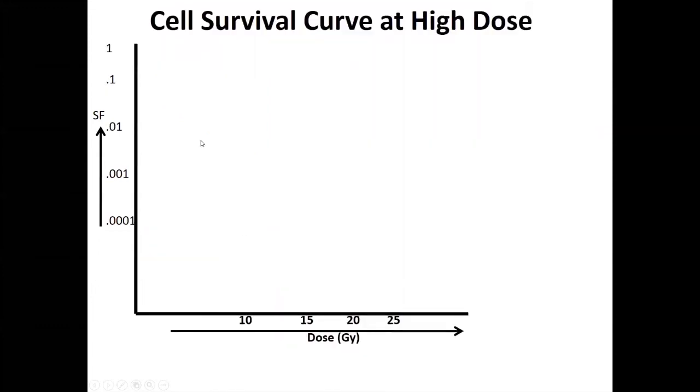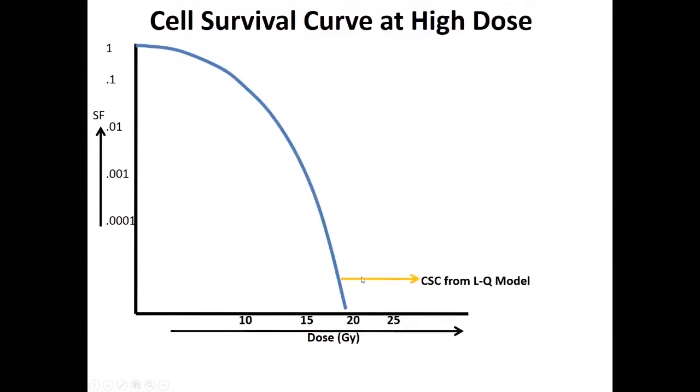So if you now study the cell survival curve at a high dose, this is the cell survival curve obtained from the linear quadratic model when two processes of cell kill are taking place. So, again, to make things simple, if we just take an example of 15 gray, it should reduce survival fraction to this point, translating into a tumor control probability of 50%.